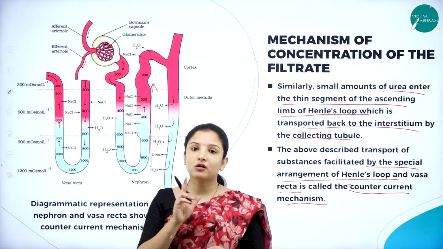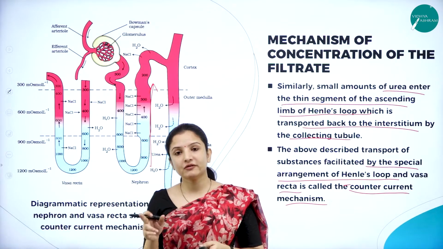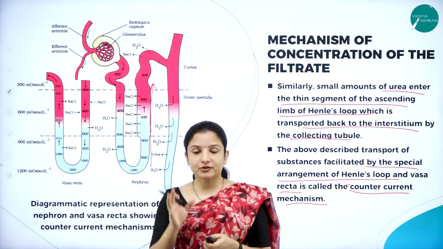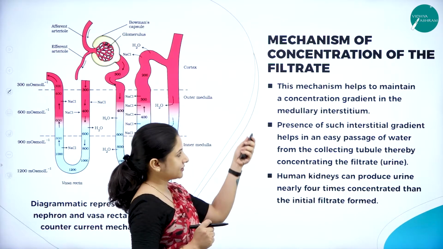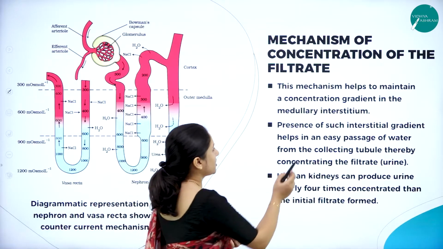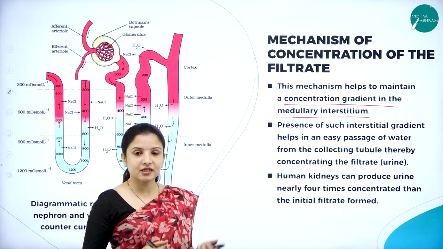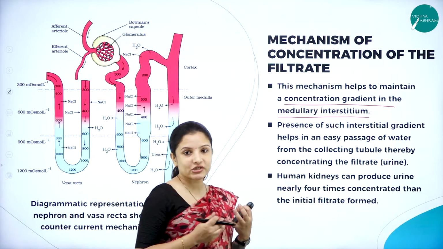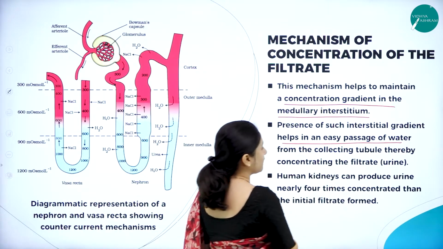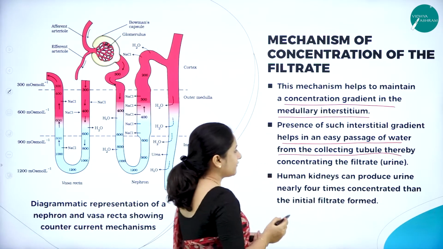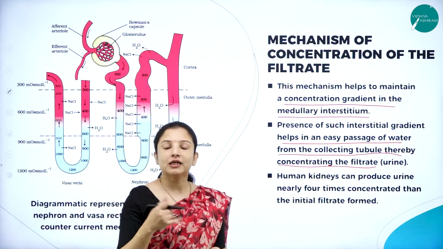Why? Because I told you the urine should be highly concentrated. But if water is there in the urine filtrate, then the urine will become diluted. So therefore the water also has to come out of the Henle's loop in this particular case. So this mechanism helps to maintain a concentration gradient in the medullary interstitium, and the presence of such a concentration gradient in the medullary interstitium helps in an easy passage of water from the collecting tubule, therefore concentrating the filtrate. So I told you water should also leave the Henle's loop or the collecting tubule.